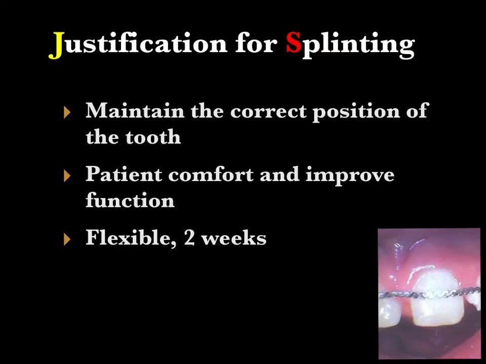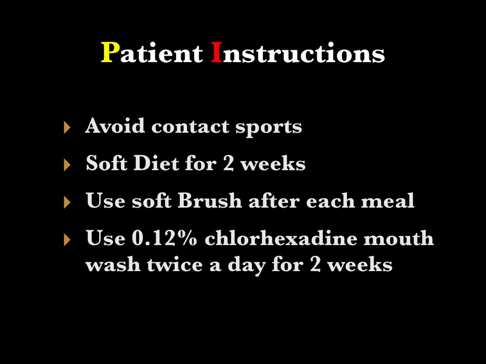Now the follow-up, as shown in the previous slide, is 2 weeks, 4 weeks, up to 5 years. The justification of splinting: we want the tooth to be in its right position, and we want the patient to be comfortable during function, and as I said, it's flexible and up to 2 weeks. Now the patient instructions are to avoid contact sports, take a soft diet for 2 weeks, use a soft brush, and they have to use chlorhexidine mouthwash twice a day for 2 weeks.